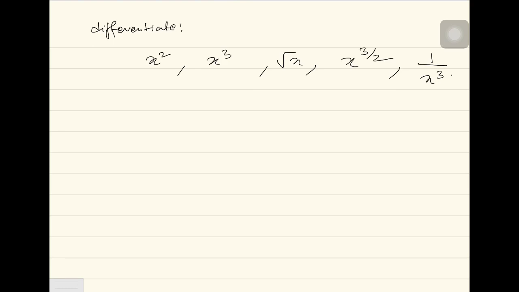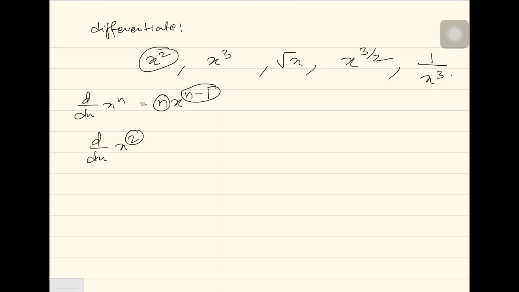Everyone knows what the ddx of x to the power n formula is. The formula is nx to the power n minus 1. Remember, n comes in front as a coefficient, and the remaining power reduces by 1, correct? So what will be ddx of x square? Here this 2 acts as n, isn't it everyone? So that will be 2x to the power 2 minus 1, that's 2x.